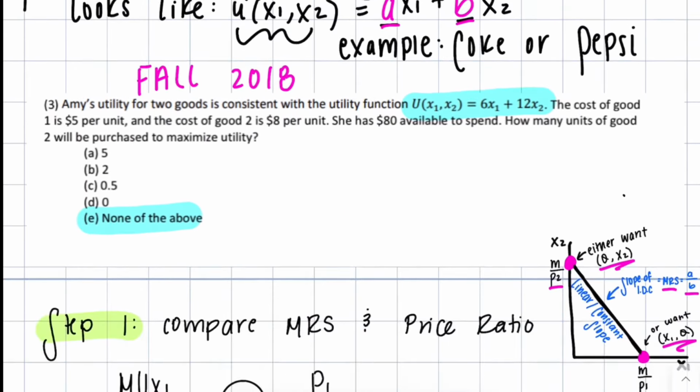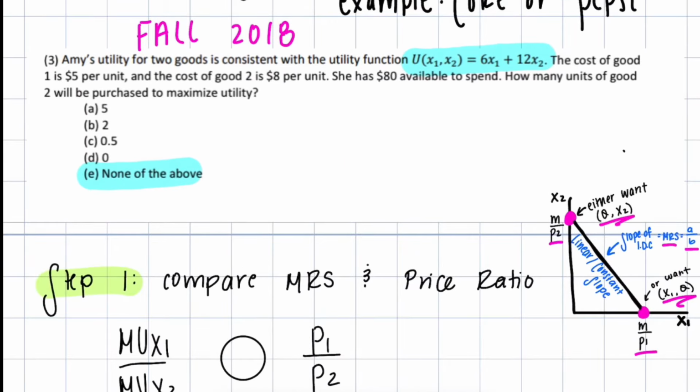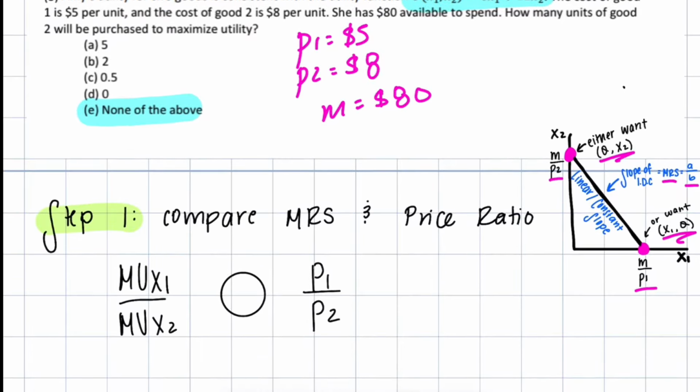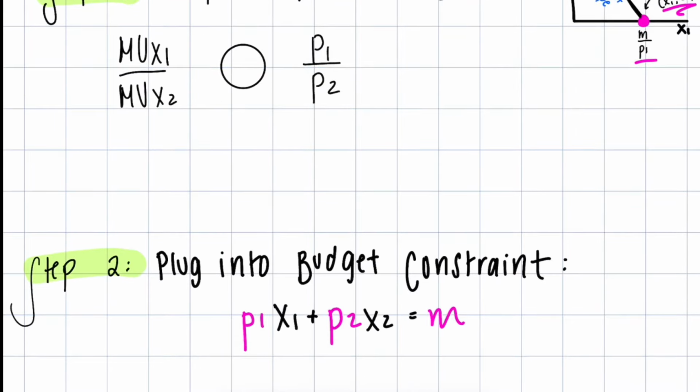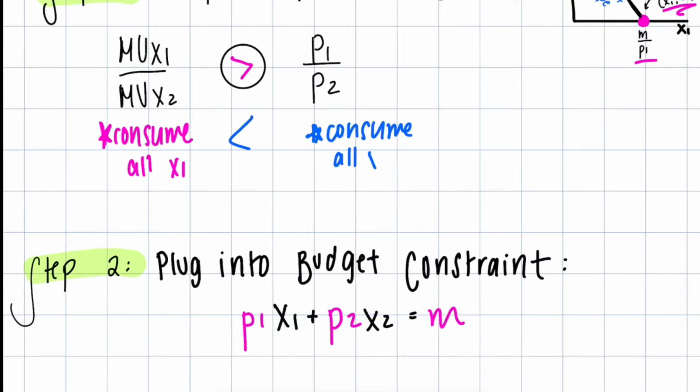So here we have Amy, and she has a utility function of 6x1 plus 12x2. We see that p1 equals 5, p2 equals 8, and she has an income of $80. So this time our step one, instead of setting MRS and price ratio equal, is we are going to compare the MRS and price ratio. If the MRS is greater than the price ratio, we're going to consume all of x1. If the price ratio is greater than the MRS, we're going to consume all of x2. And that is always consistent.